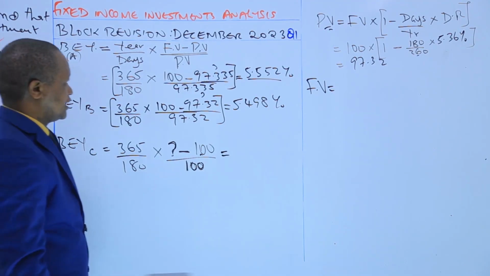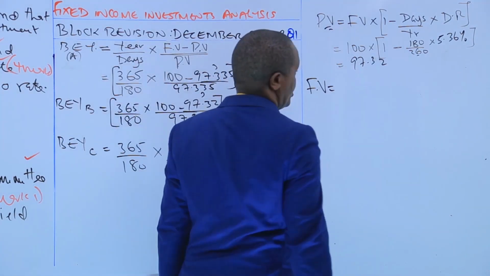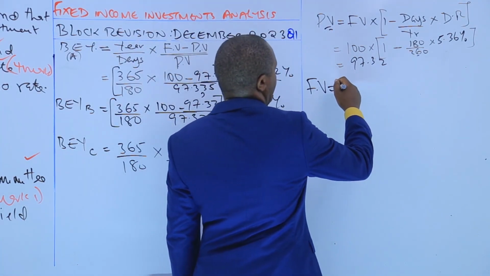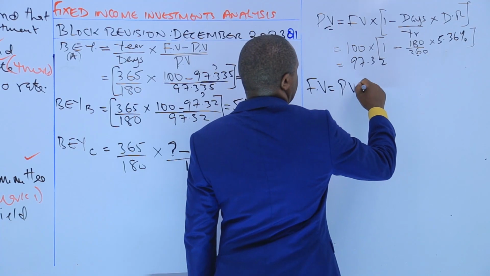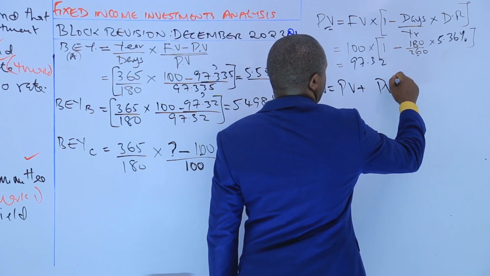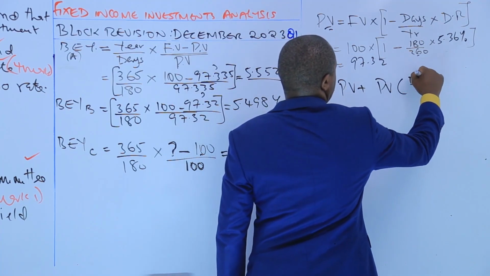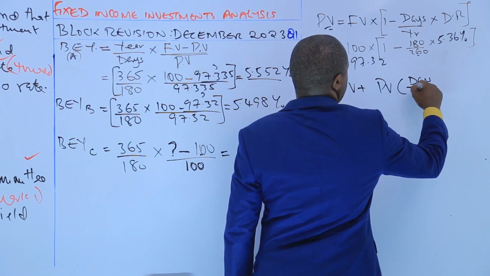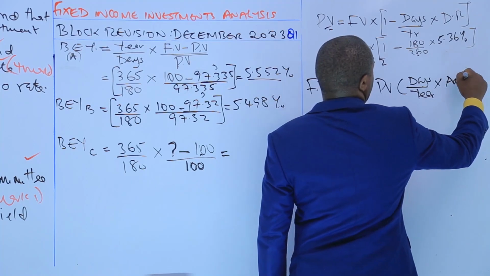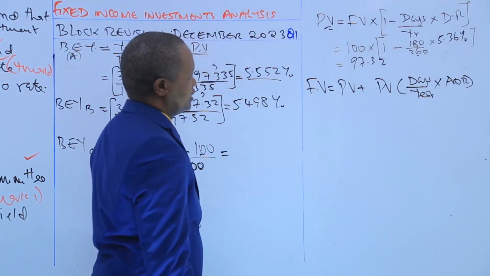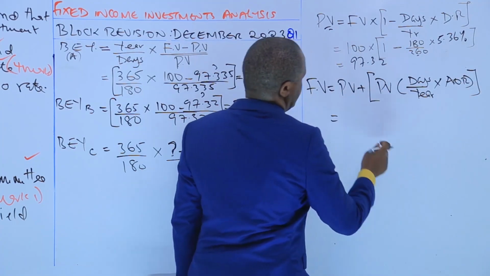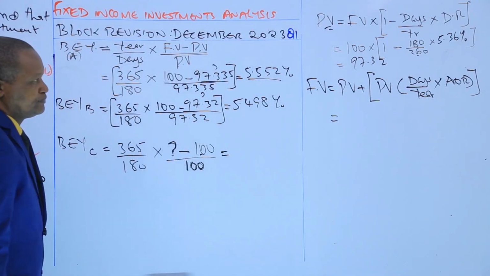So what is the formula for calculating the future value when using add-on rate as the basis? The formula is as follows: present value plus present value times days over the days of a year times the add-on rate. So this we are going to multiply and get the future value of the bond.